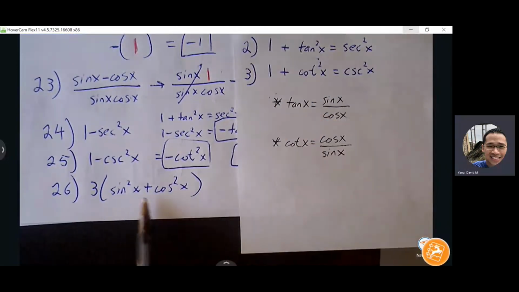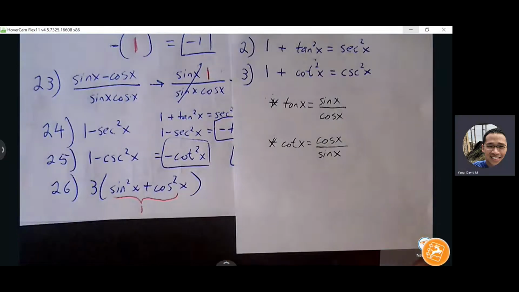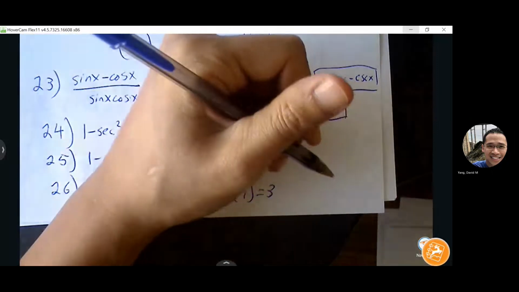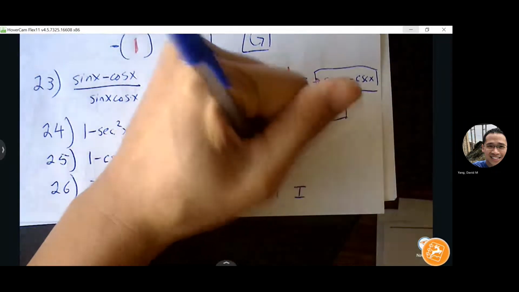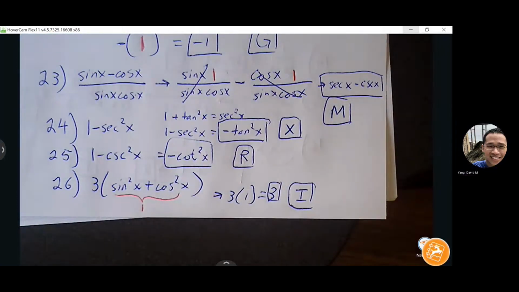Okay, 3 times sine squared plus cosine squared. What can I replace that with? 3 times 1, which is 3. Okay, so I wanted to spend time finishing those notes, and then let's talk about today's notes. I find it to be easier because you're just looking and finding a replacement. I don't think it's too bad.